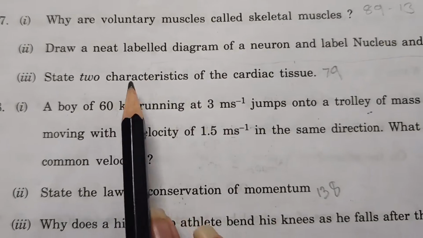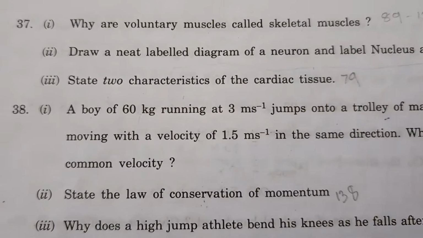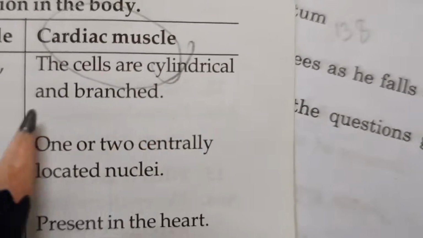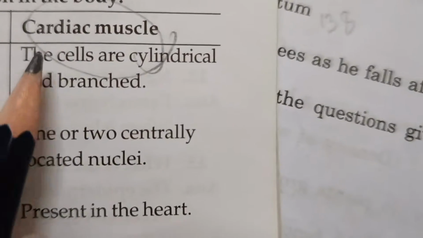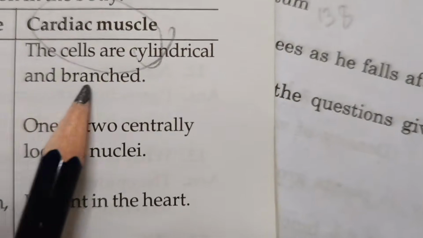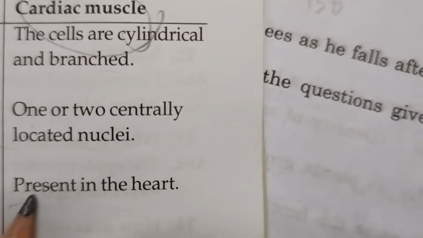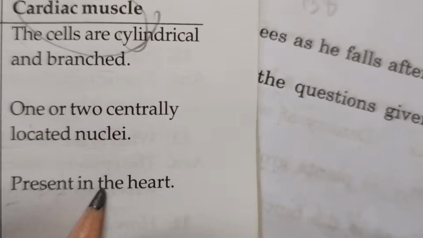Third, state two characteristics of the cardiac tissue. Here are the characteristic features of cardiac tissue. The cells are cylindrical and branched, with one or two centrally located nuclei, and this muscle is only present in the heart.